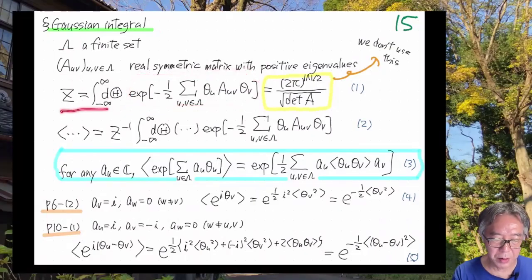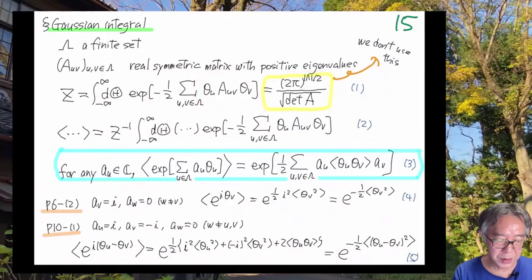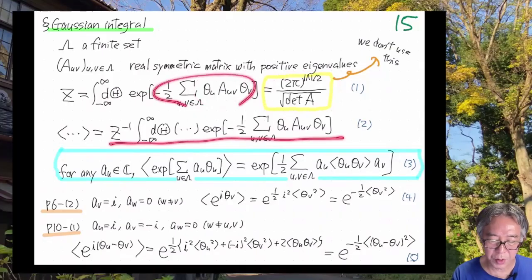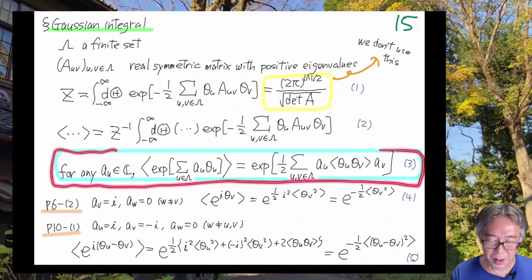So this is our partition function. Actually, by diagonalizing this, you can exactly compute this partition function, but we don't use this. Our expectation value in this case is defined like this. Again, the same weight, and this is the normalization, and here you put something that you want to take the average of.